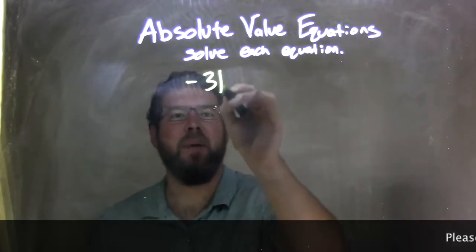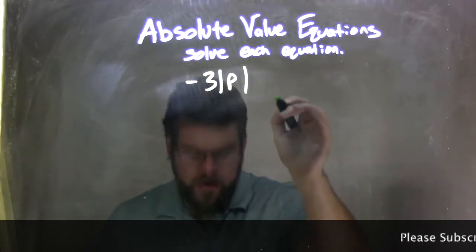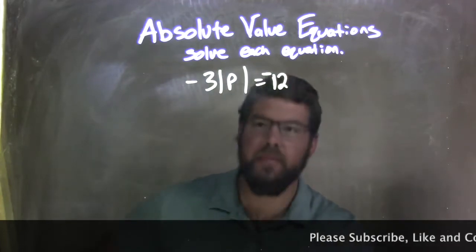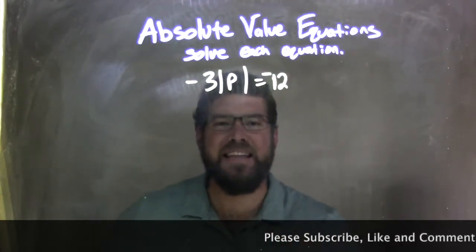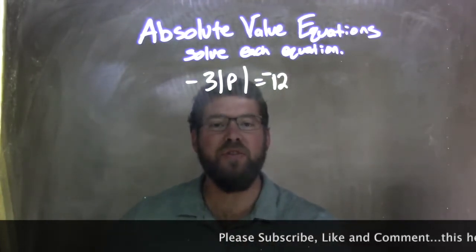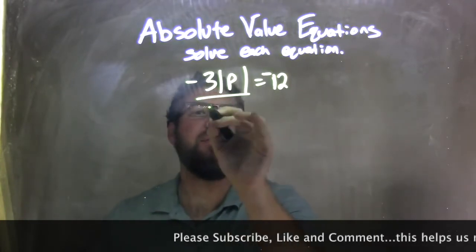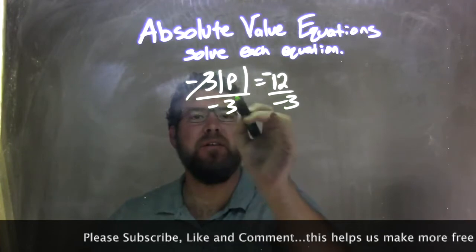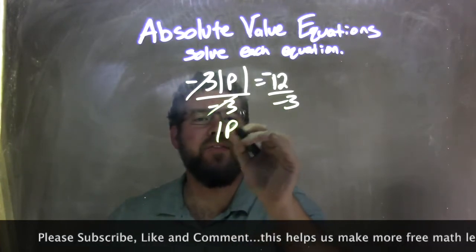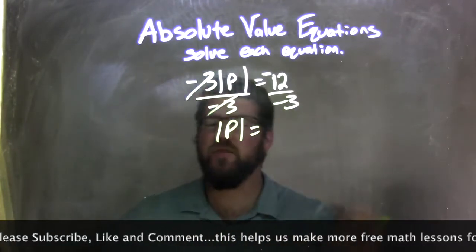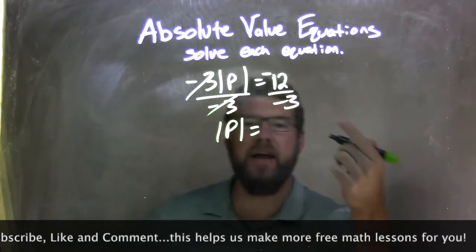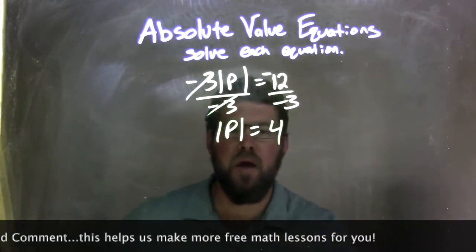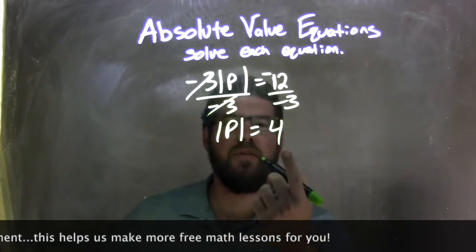Negative 3 times the absolute value of p equals negative 12. First step is to get the absolute value isolated. So to do that, I needed to divide by negative 3. That leaves us here with the absolute value of p by itself equals negative 12 divided by negative 3. A negative divided by a negative is a positive. We have a positive 4 here. So now I have the absolute value of p equals positive 4.